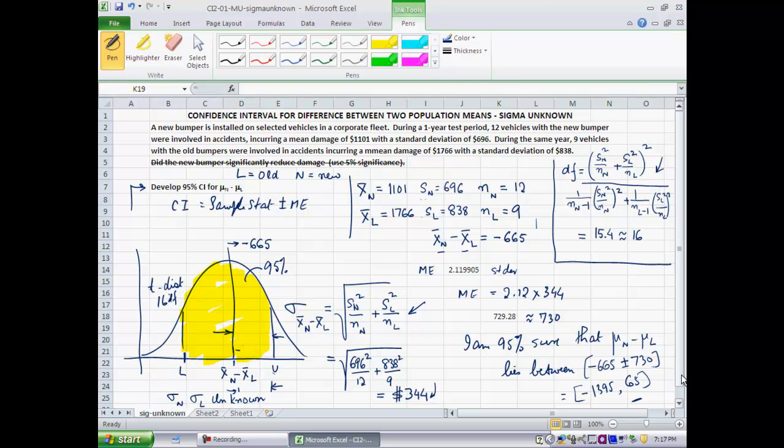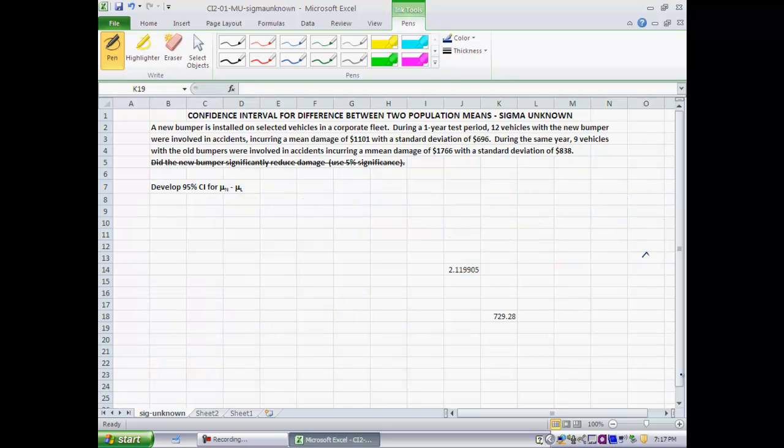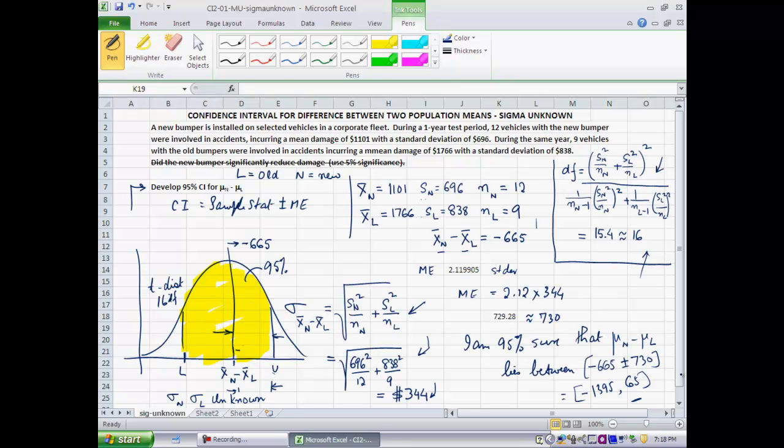The only difference between the one population case and the two population case is that the expression for the standard deviation of the sample statistic and the degrees of freedom is a little more involved. That's all. Otherwise, the logic remains exactly the same. So don't let the more complex arithmetic get in the way of thinking. The thinking is exactly the same as what you would do for developing the confidence interval for a single population mean.